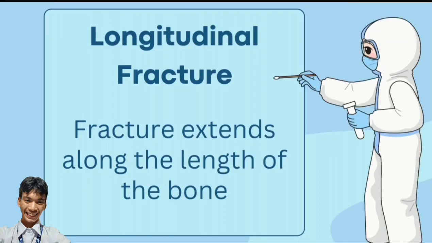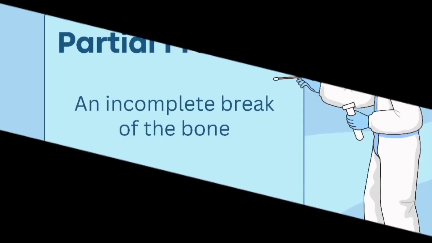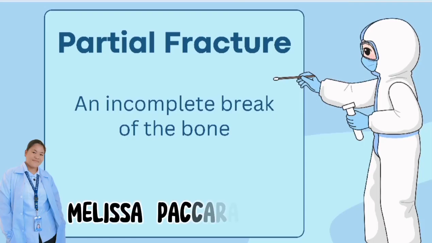The next one is the longitudinal fracture. A fracture extends along the length of the bone. So ang longitudinal fracture naman is yung fracture line niya is pa longitudinal axis at yung fracture is passing through to the center. So we can see in the picture na yung crack niya is pa longitudinal axis at nagcross ito through the center.